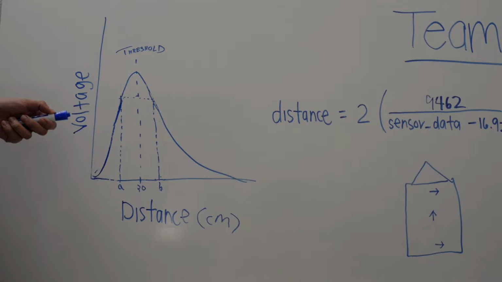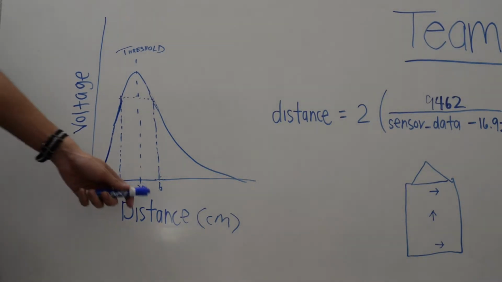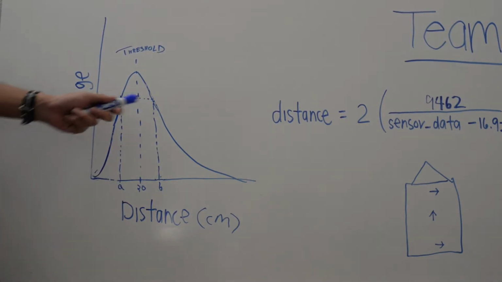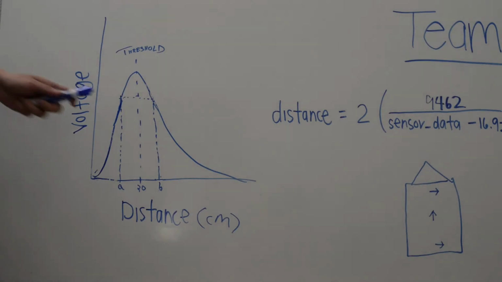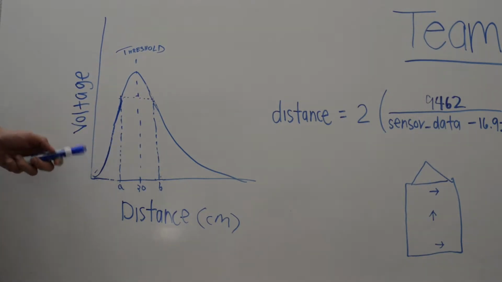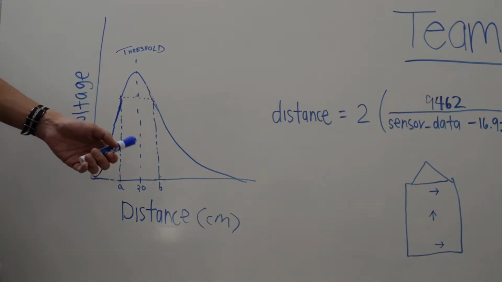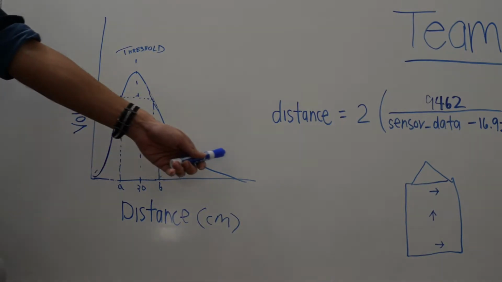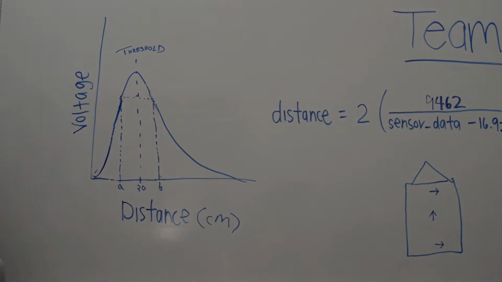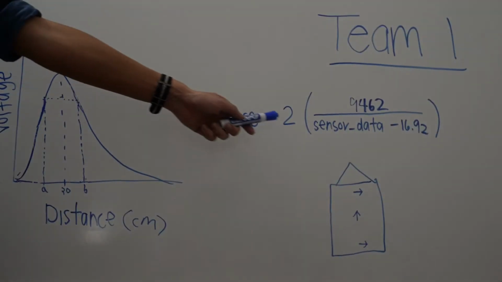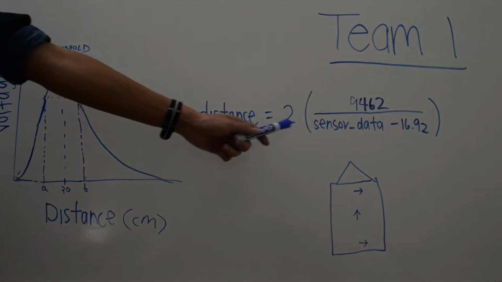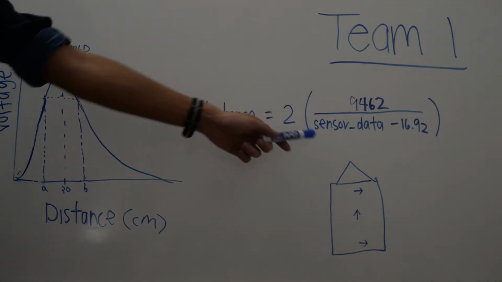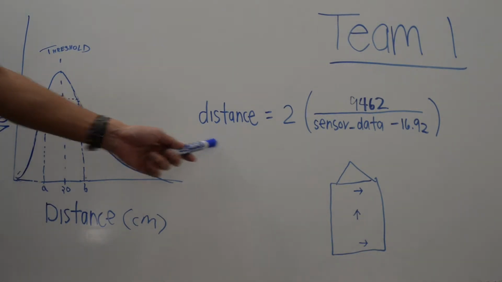This graph shows the voltage readings of the sensors as you move the sensor further away from an object. As you can see, distance A and distance B have the same voltage readings. Because of this, we invalidate all readings under 20 centimeters. After 20 centimeters, the voltage steadily decreases. Using this graph, we can make a formula. This converts the voltage readings, the sensor data, into a distance in centimeters.